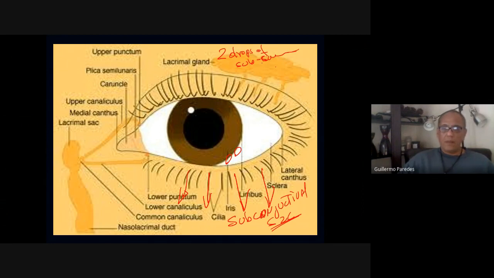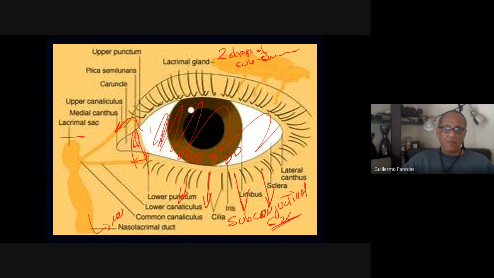It's a waste. So what happens? These drops are going to be here. You close your eyes and it's going to lubricate all over your eye. But this fluid is going to drain through the caruncle, where the openings to the lacrimal sac are, and then go to the nose. So if you want to keep the medication in your eye longer, that is NCLEX, you're going to put your finger here.